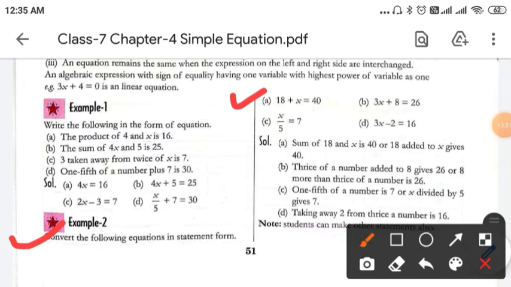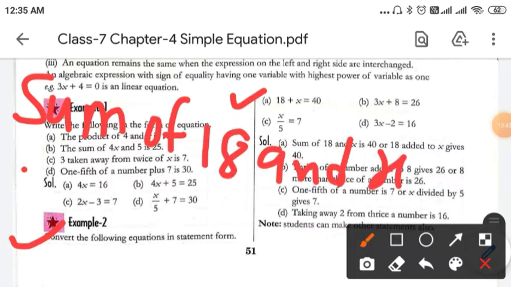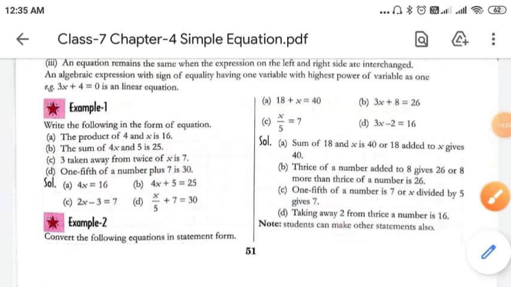So we can write like this: sum of 18 and x is equal to 40. That's it. This is the statement. Sum of 18 and x is equal to 40. Is it clear? The next point is what? B.